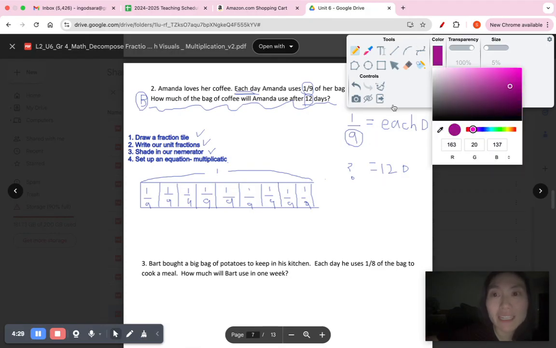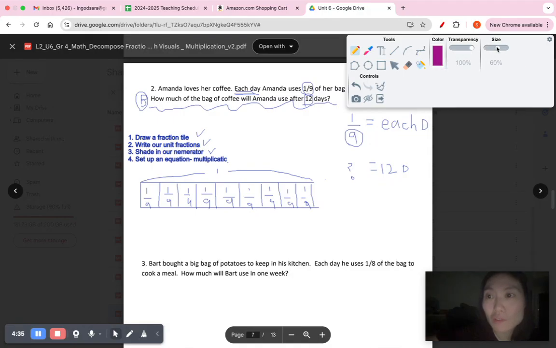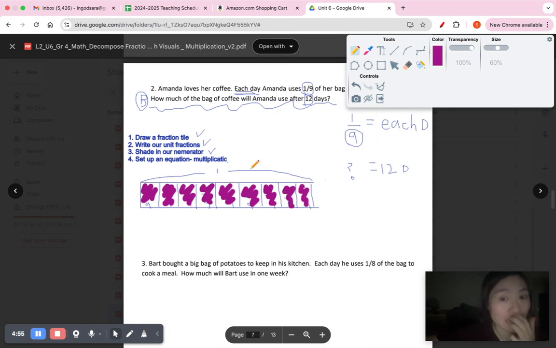Yeah, you're right. Let me change the stroke here. If you've been shading in one at a time and counting, so I have 1/9. I hate that I'm covering the unit fraction, but I have 2/9, 3/9, 4/9, 5/9, 6/9, 7/9, 8/9, 9/9. So this one whole is actually equal to 9 days. 9 ninths. How many more unit fractions should I shade in?